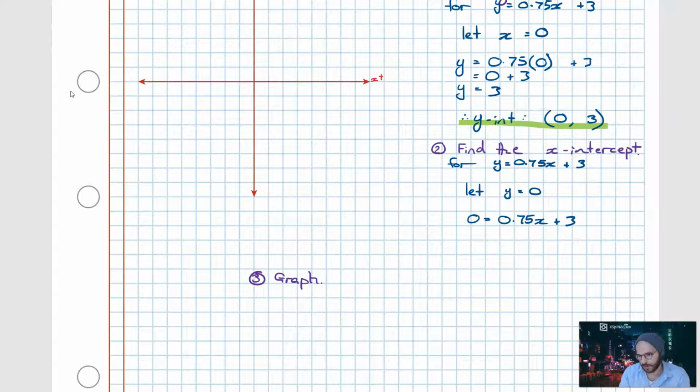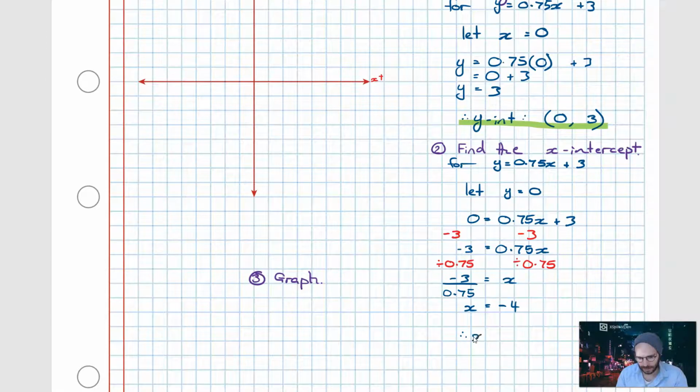As a result, we get 0 equals 0.75x plus 3. Now the next step is to rearrange this equation to make x the subject. To do that, we take 3 from both sides, which gives us minus 3 equals 0.75x. Then I'm going to divide both sides by the coefficient in front of x, which is 0.75. Consequently, x is going to equal minus 3 divided by 0.75. Flipping this around, that's going to give us minus 4. Consequently, the x-intercept is going to occur at the location -4 and 0.